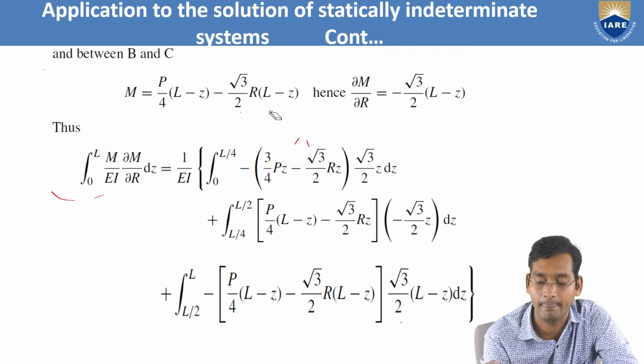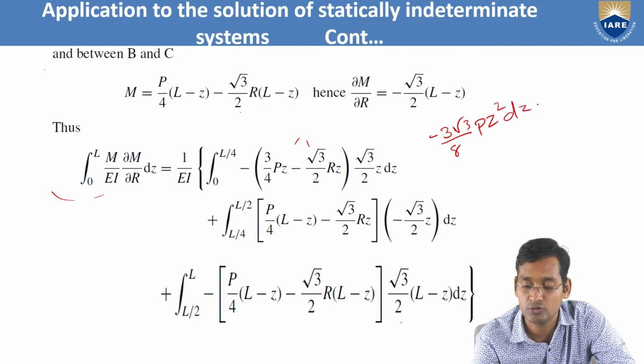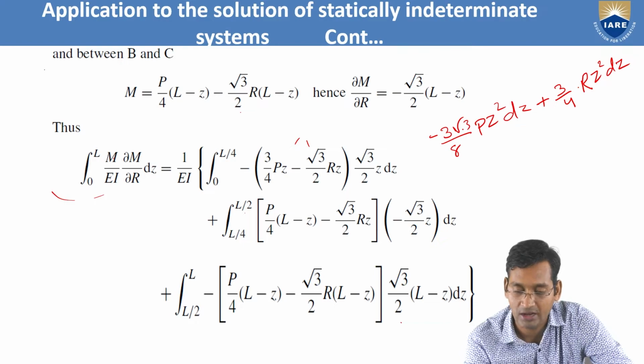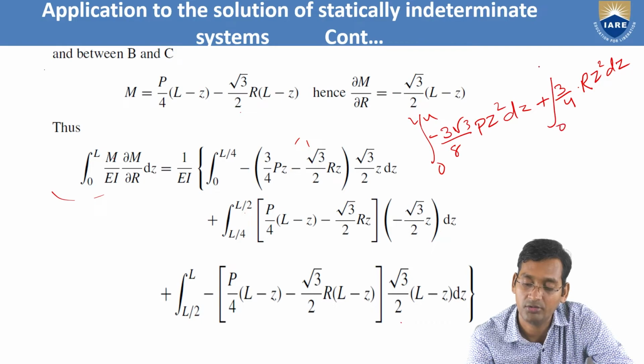First we will multiply this to the whole term, multiplying the minus also parallelly. So minus 3 by 4 into root 3 by 2, we can write as minus 3 root 3 by 8 pz square dz. And then minus becomes plus, so plus root 3 into root 3, 3 by 4 into r z square dz. Now we have to integrate from 0 to L by 4, separately. So now this will be common.